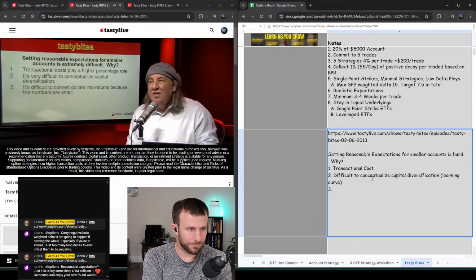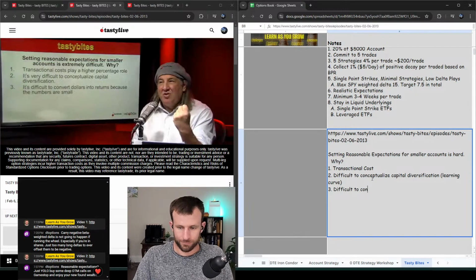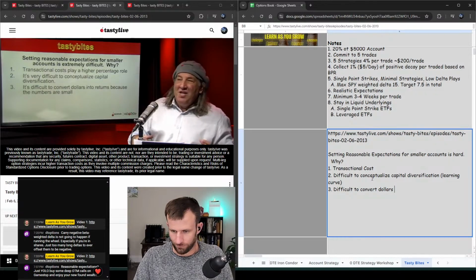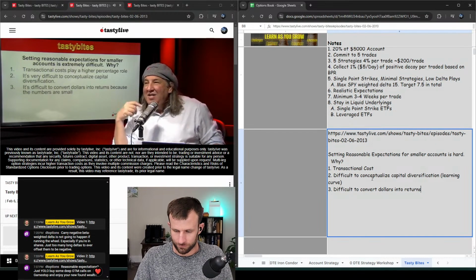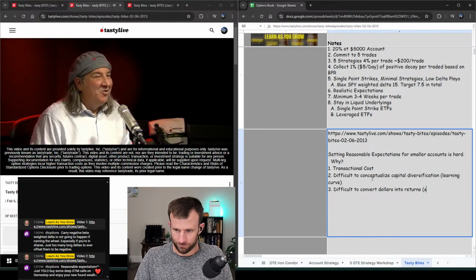Number 3. It is difficult to convert dollars into returns because the numbers are small. So what happens is you have this high transactional cost. You have a difficulty conceptualizing capital diversification. And then the next piece, which is even harder, is to convert dollars into returns because in your head, it doesn't make any sense. I'm going to use my daughter here because it's the fairest thing for me to do rather than another customer.